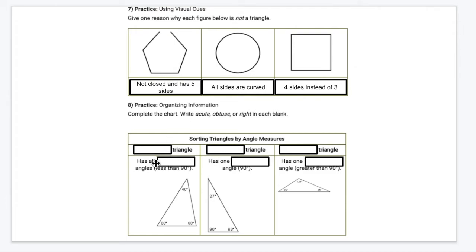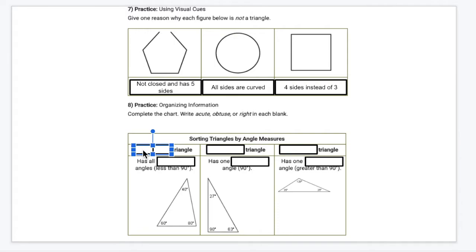Okay. So now that we know how to identify and really prove that a figure is a triangle, we can actually sort different kinds of triangles that we see. So we can sort them by angle measure, and then later on we're going to see that we can sort them by side length as well. Whenever we're sorting triangles by angle measures, there are 3 different types of triangles.